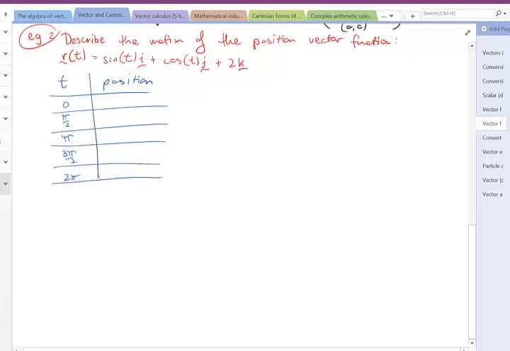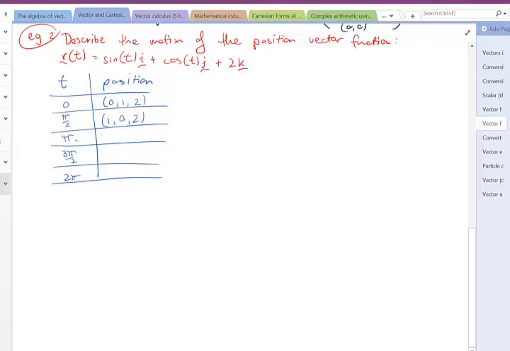So if we take the position as a coordinate, sine 0 is 0, cos 0 is 1, and the k value is constant and is 2. When t is equal to pi on 2, sine pi on 2 is 1, cos pi on 2 is 0, and the 2 is constant.